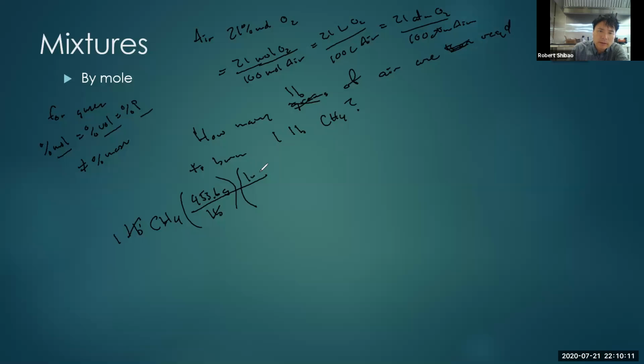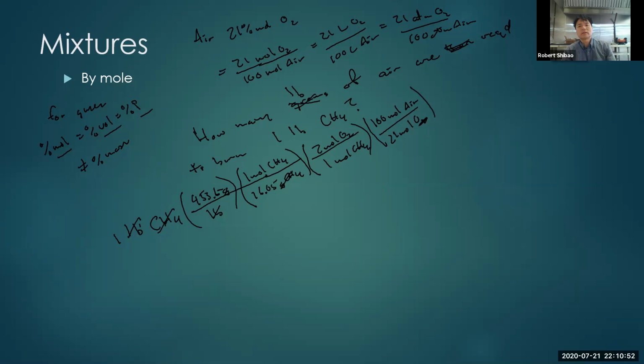And so 1 mole of methane weighs 16.05 grams. So that takes us to moles of methane. Moles of methane will go to moles of oxygen. Based on the chemical equation, there's 2 moles of oxygen for every 1 mole of methane. But we don't have oxygen. Air is not pure oxygen. Air is 21% oxygen. So that means we'll need 100 moles of air for every 21 moles of oxygen. And that's how we're going to use the percent there.